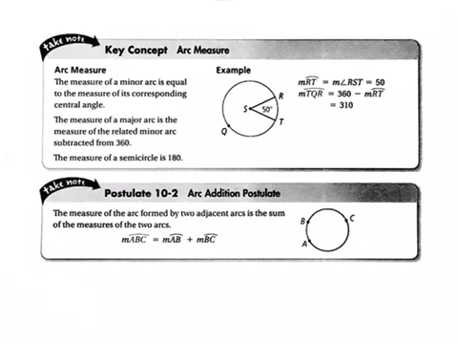Key concept, arc measure. The measure of a minor arc is equal to the measure of its corresponding central angle. We already knew this from previous sections. The measure of the major arc is the measure of the related minor arc subtracted from 360. And then the measure of a semicircle is 180. And then here they have the arc addition postulate, which is a lot like segment addition, part plus part equals whole. So this is a concept we should be familiar with.